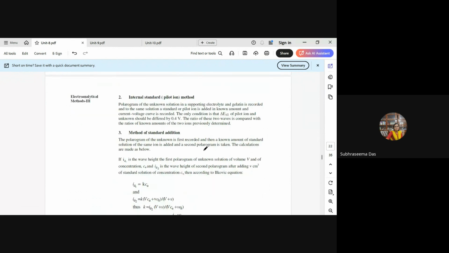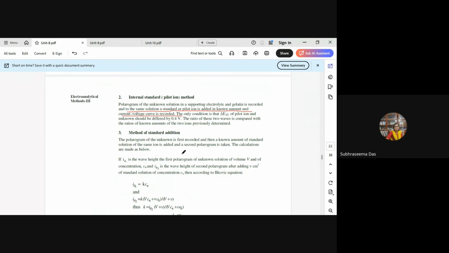Then the second method is the internal standard method. The polarogram of the unknown solution in a supporting electrolyte and gelatin is recorded, and to the same solution a standard or pilot ion is added in known amount, and the current voltage curve, that is the CV curve, is recorded. So here the only condition is that the delta E half of the pilot ion and the unknown should differ by 0.4 volt. So the ratio of these two waves is compared with the ratios of known amounts of the two ions.